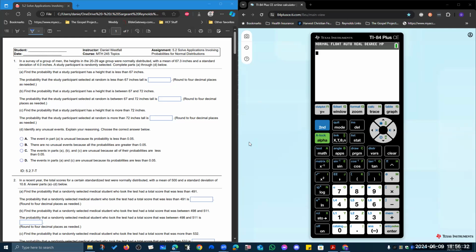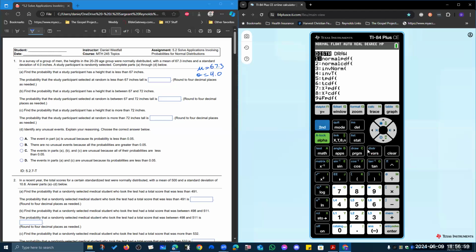In a survey of a group of men, the heights in the 20 to 29 age group were normally distributed with a mean of 67.3 inches and a standard deviation of 4.0 inches. A study participant is randomly selected. Complete parts A through D below.